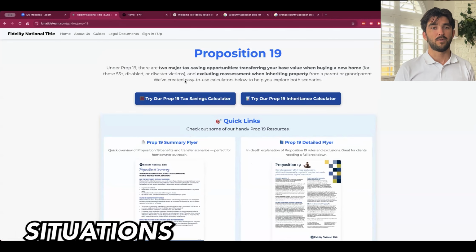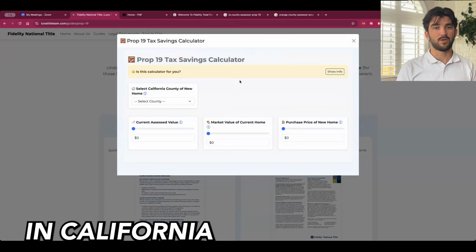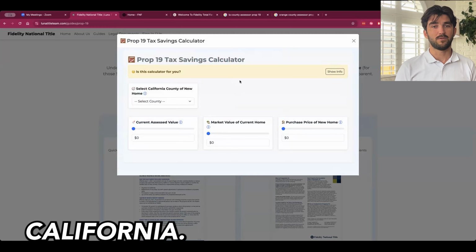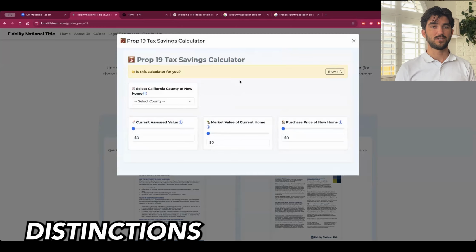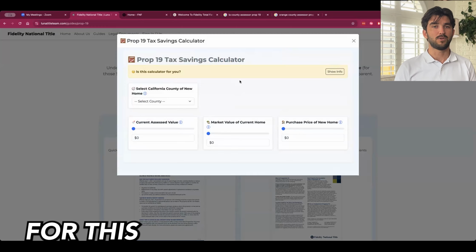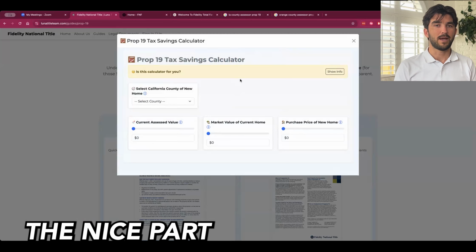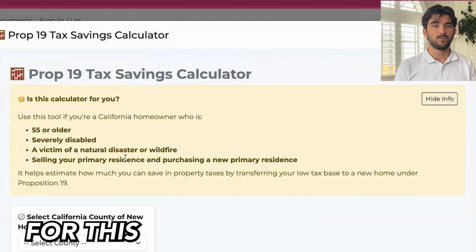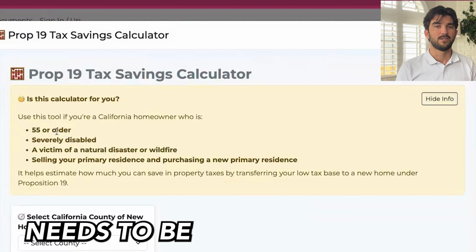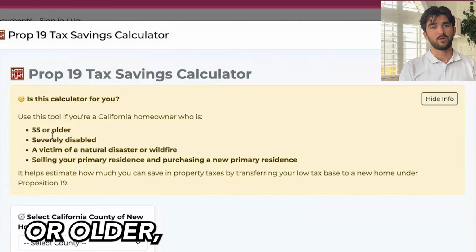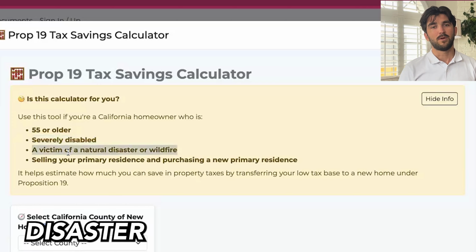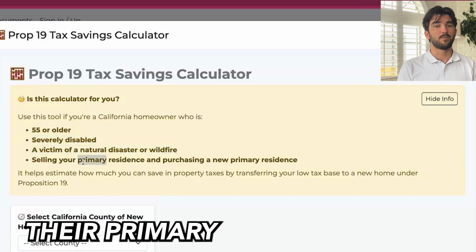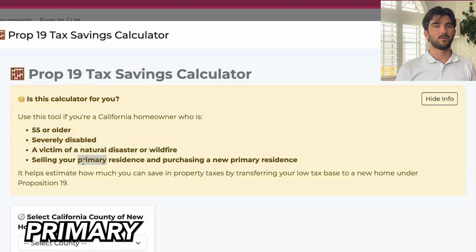The first case that we'll look at are situations where a property owner in California sells their primary residence and buys a new home somewhere else in California. And just to be clear, there are some key distinctions and criteria to be eligible for this type of Prop 19 transfer. The nice part about these calculators is you can go to this calculator for you section here. To be eligible for this type of Prop 19 transfer, a homeowner needs to be 55 years of age or older, severely disabled, a victim of a natural disaster or wildfire, and a key distinction is that they need to be selling their primary residence and purchasing a new primary residence.